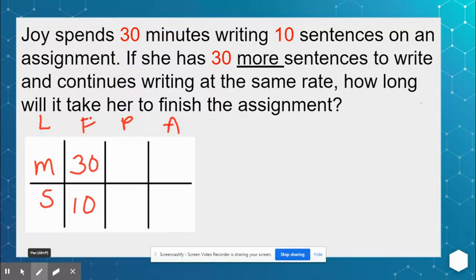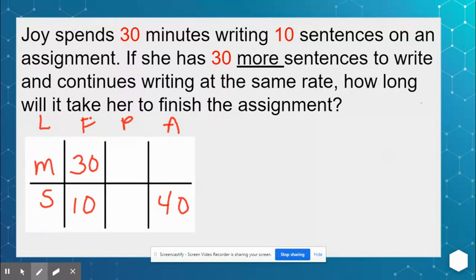So if she's going to write 30 more, what, 30 plus 30 is 60. Did that wrong. She wrote 10 sentences. She wants 30 more sentences. So actually this would be 40. Sorry about that. 40 sentences because she was writing 10 sentences and she's going to write 30 more. 30 plus 10 is 40.